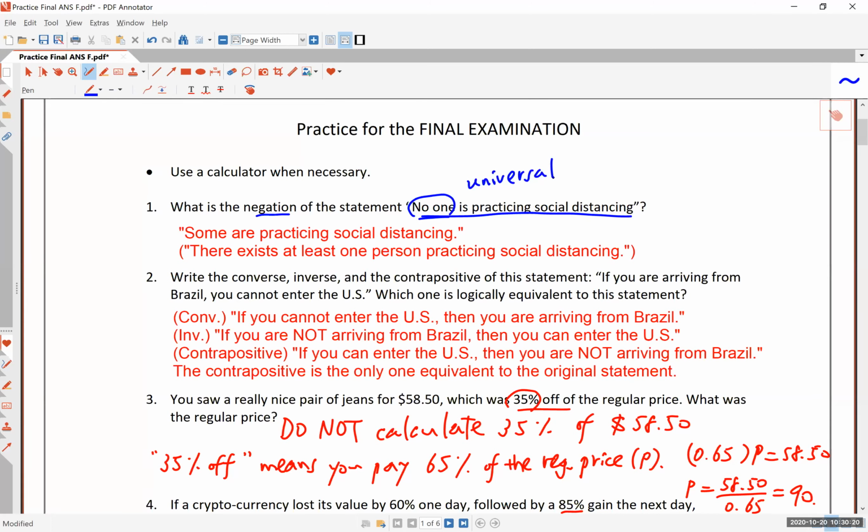Okay, so the answer to this question is there is somebody who is practicing social distancing, or some are practicing social distancing. More precisely, there exists at least one person who is practicing social distancing. Okay, so the idea is to show that there is at least one person, or you can say somebody, or some people are practicing social distancing.